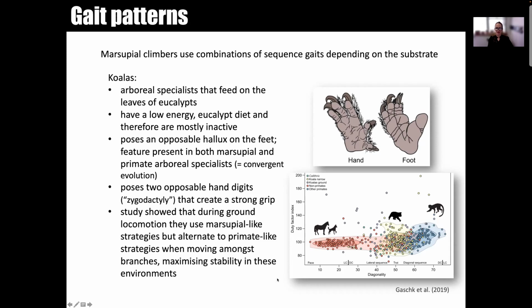And a study from a group in Queensland has showed that during ground locomotion, koalas tend to use marsupial-like strategies for locomotion. So marsupial-like strategies is referring to lateral sequence gait. So koalas are using lateral sequence gait when they're on the ground, but when they're moving up amongst the branches, they maximise stability by switching over to a primate-like or diagonal sequence-like gait.